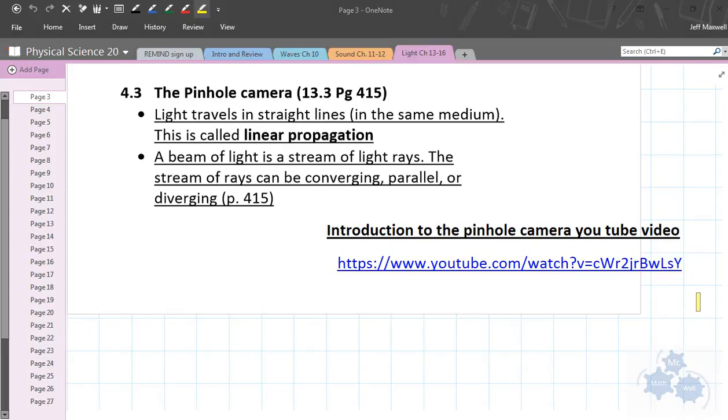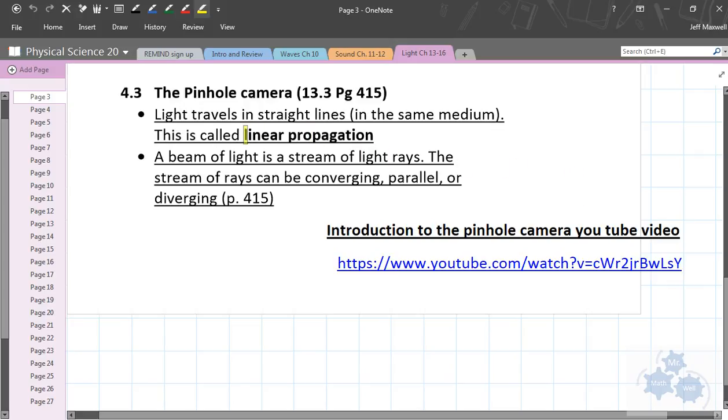So once again, we're on page 415. We're talking about the pinhole camera, and what we need to talk about first is this term, linear propagation. So that's what we're looking at right now. Light travels in straight lines, and that is in the same medium. So I talked about the fact that if light travels into glass or through water, it is going to change directions, but it's not like in a curve. It's in straight lines. So light travels in straight lines, and the term that is given for that is linear, meaning line. Propagation means as it goes forward. Okay, so it goes forward in straight lines.